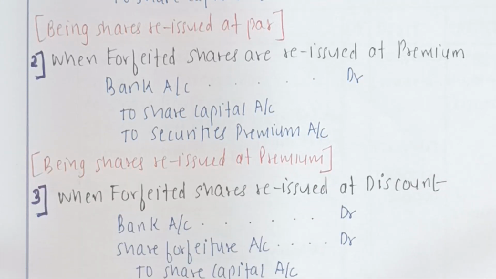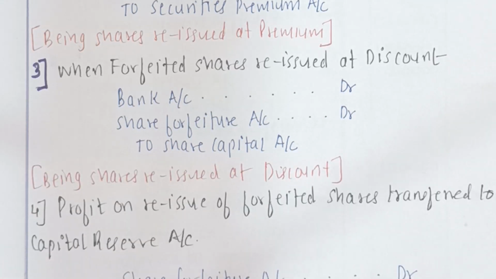Second, when the forfeited shares are reissued at premium: bank account debit to share capital account, to securities premium account. Narration is being shares reissued at premium. Third is when the shares are reissued at discount: bank account debit, share forfeiture account debit, to share capital account. Narration is being shares reissued at discount.